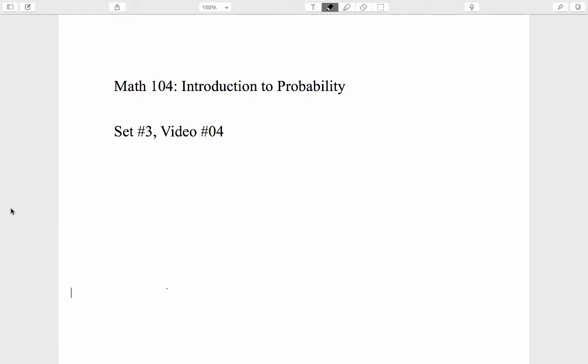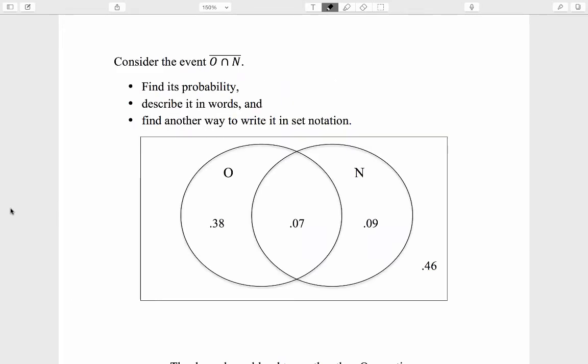Welcome back to Math 104. We are looking at the event O intersect N complement. Once we've understood what this event is, we'll be able to find its probability, describe it in words, and find another way to write it in set notation. First, what is this event?